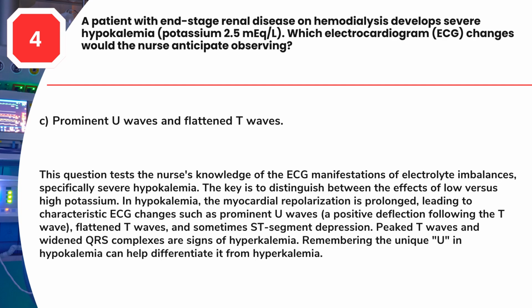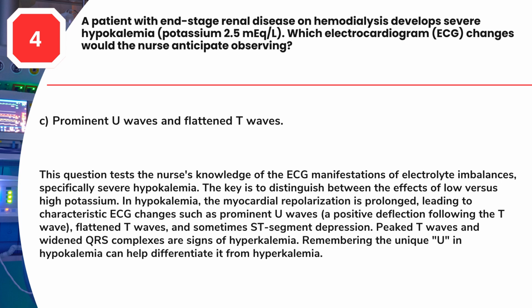Answer: C. Prominent U waves and flattened T waves. This question tests the nurse's knowledge of the ECG manifestations of electrolyte imbalances, specifically severe hypokalemia. The key is to distinguish between the effects of low versus high potassium.